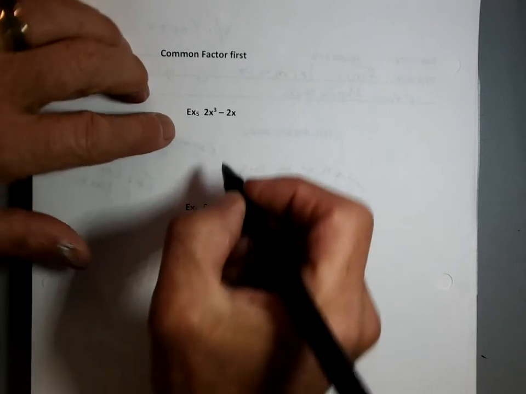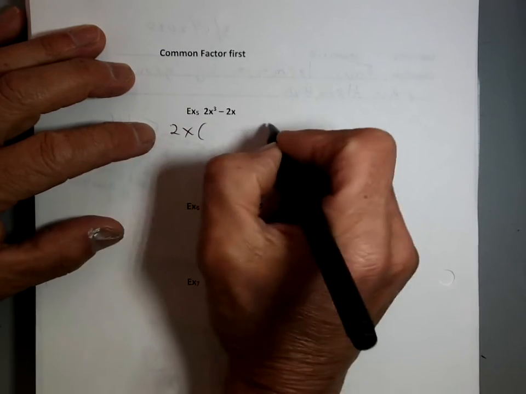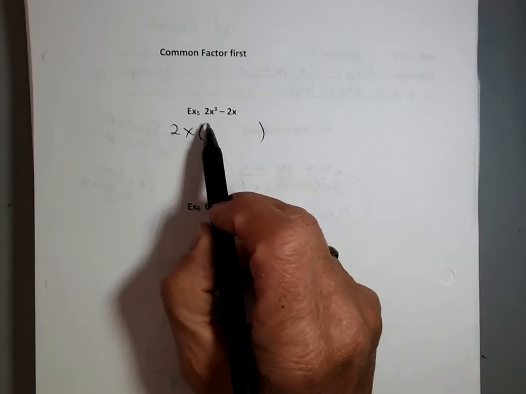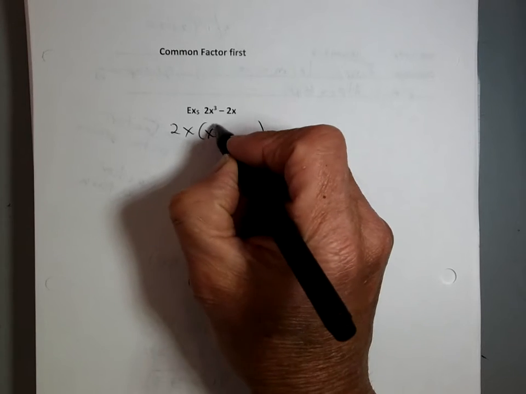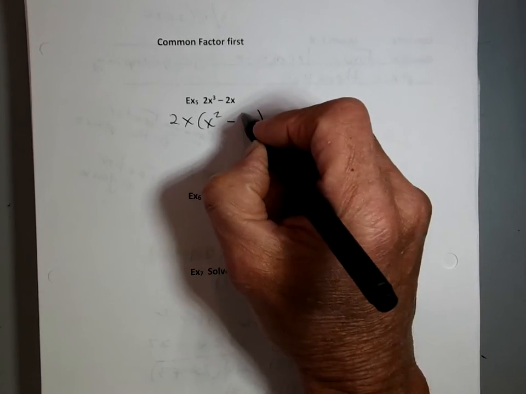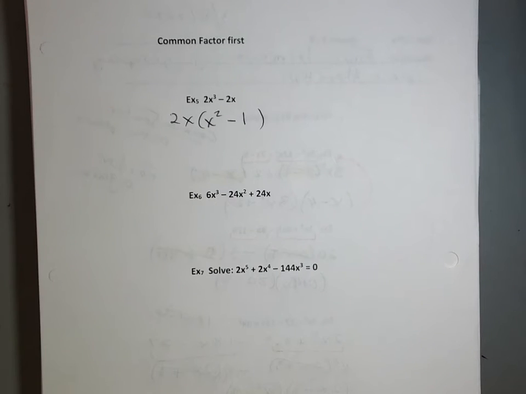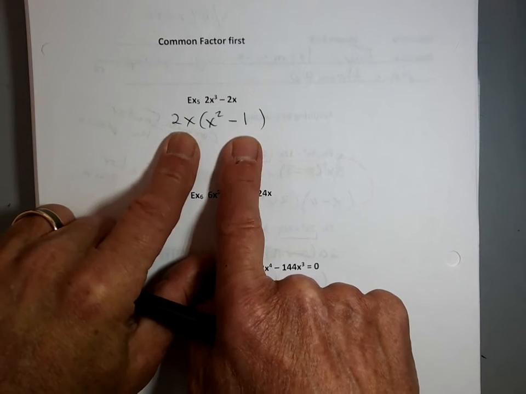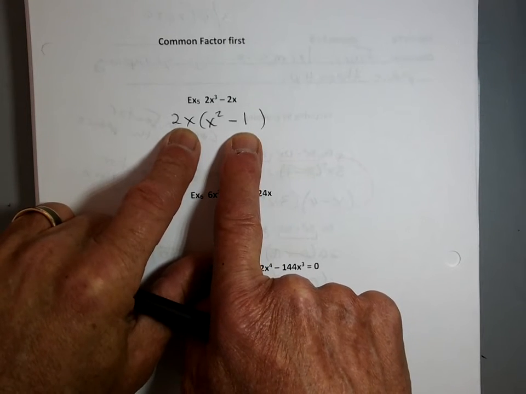Yeah, so let's take out a 2x. And if I take out a 2x, what's left over? Common factor out of x squared minus 1. Do you see the 1? Yes. What's 2x times 1? 2x. Good. Now, can this one be factored again?